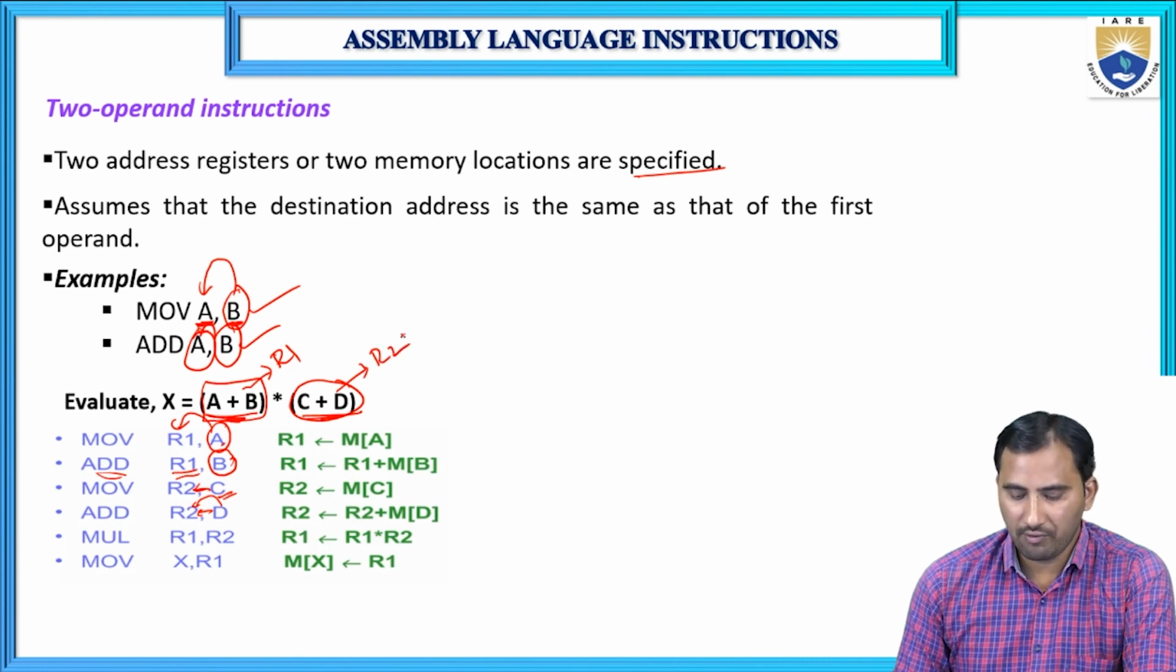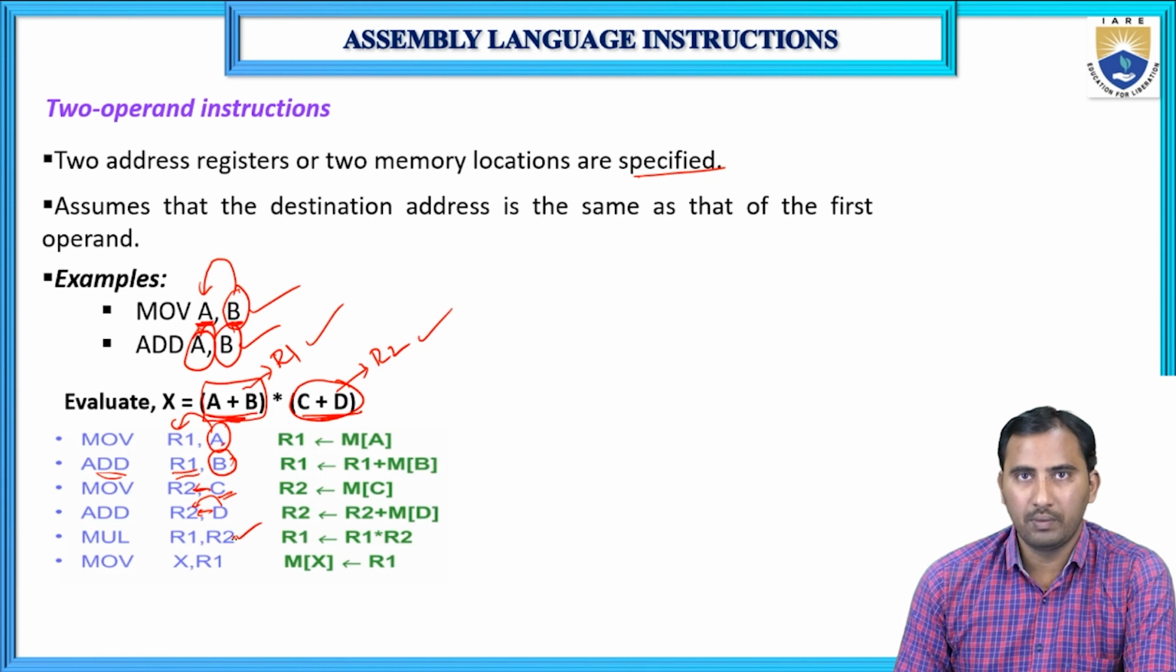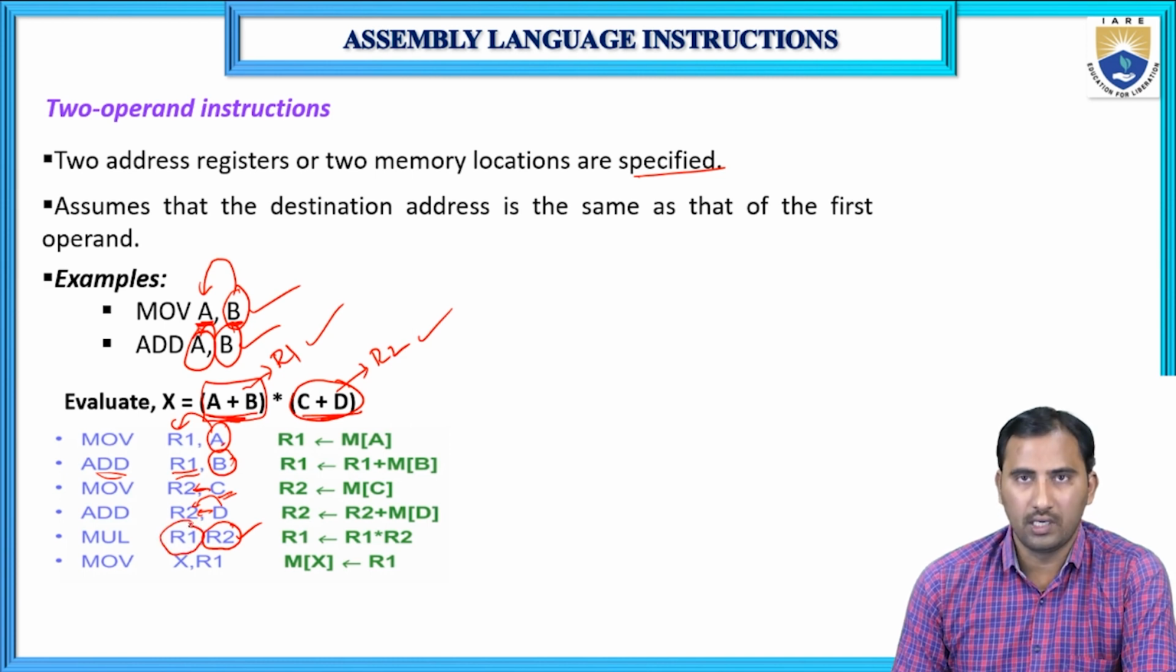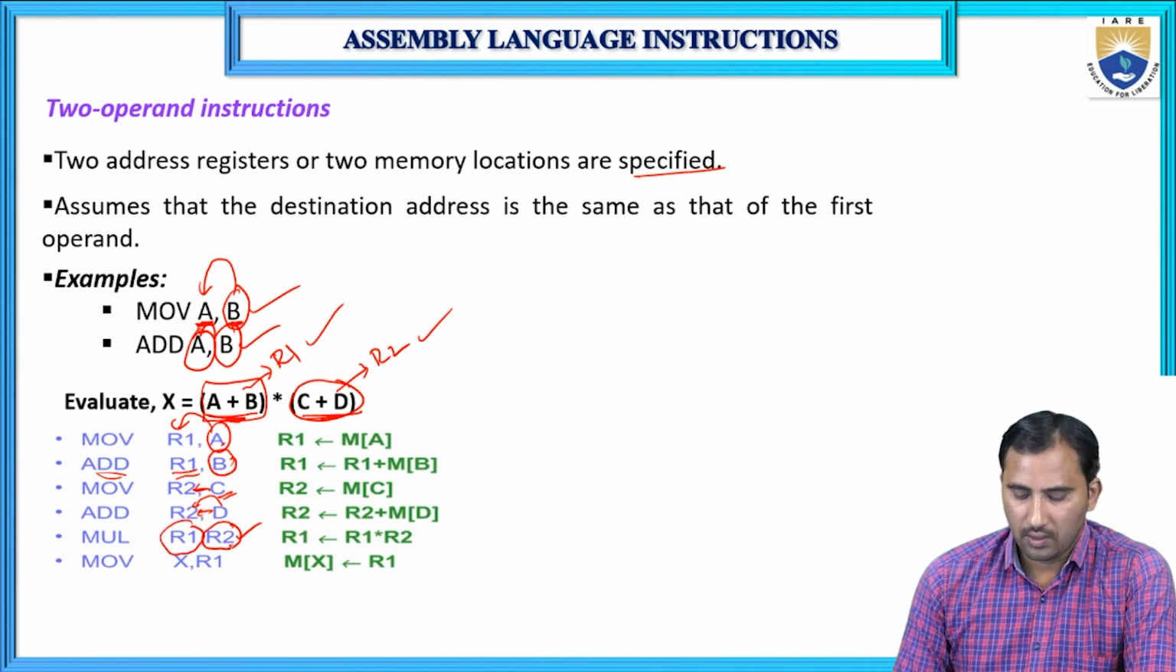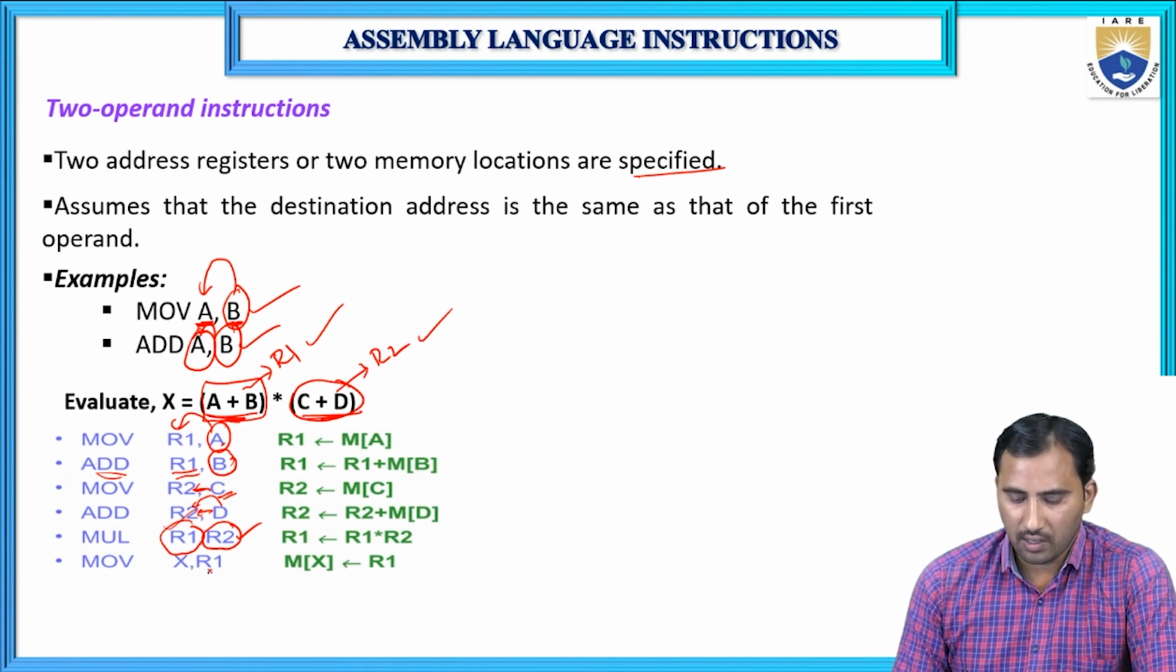So now we are performing the multiplication between these R1 and R2 registers. So multiplication R1 comma R2. That means the contents of the R2 register are multiplied with the contents of the R1 register. Finally, the multiplication result will be available in the R1 register. From the R1 register we are copying to the register X.